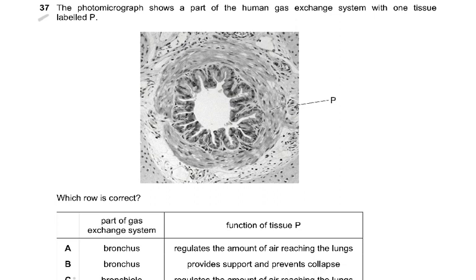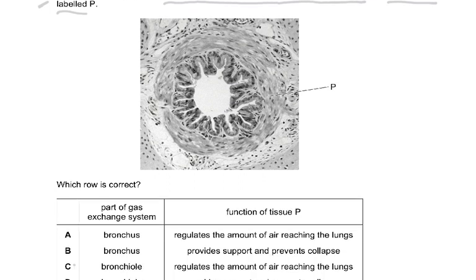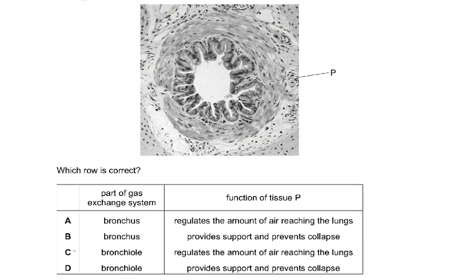Question number 37. The photomicrograph shows a part of the human gas exchange system with one tissue labeled P. Now the tissue labeled P is the muscle. So part of the gas exchange system, it's a bronchiole and regulates the amount of air reaching the lungs because it's the muscle layer which is going to contract or relax, and this is going to help. So that's why the answer is C.